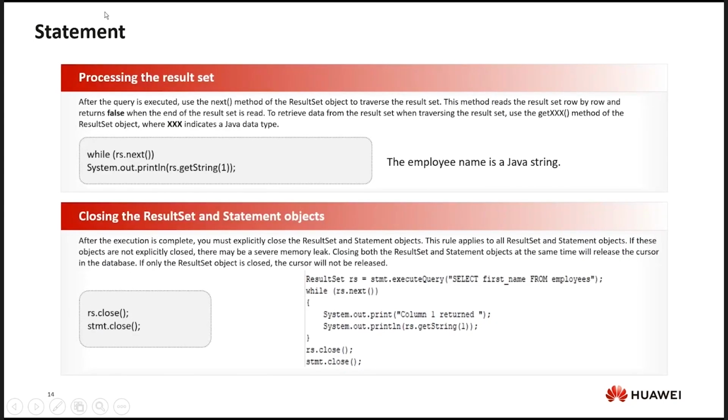Let's focus on statement. Once you get your result set with your statement, you can process the result set with the API next. Then you get the next row in your result set, and then you can use the APIs getString, getInt, getDouble to obtain your data. And once you finish your processing, you need to release all those JDBC objects: the result set you need to close, the statement you need to close, the connection you need to close.